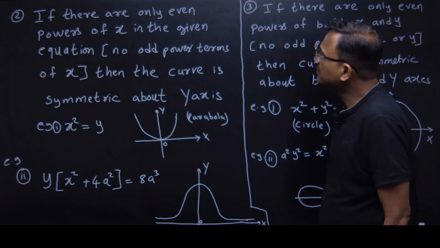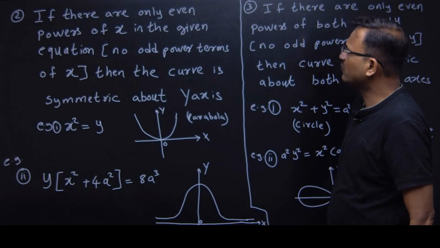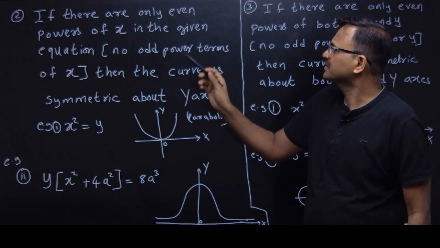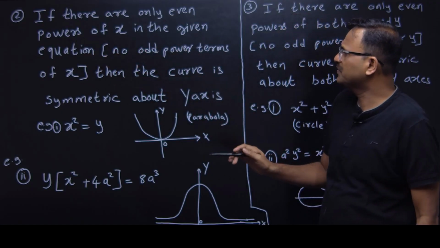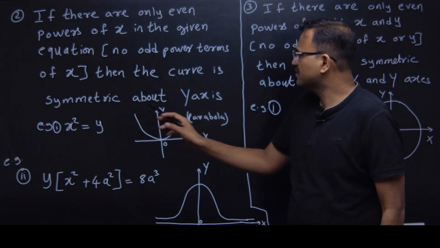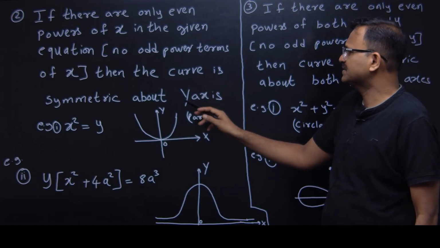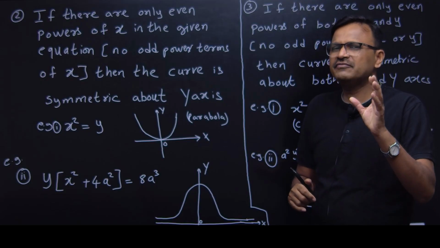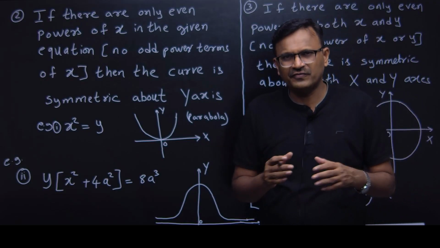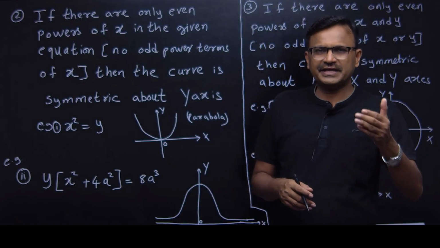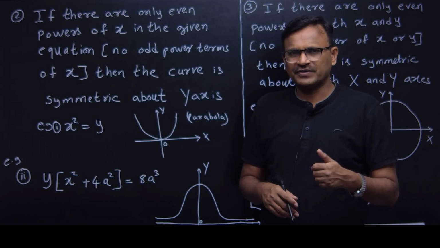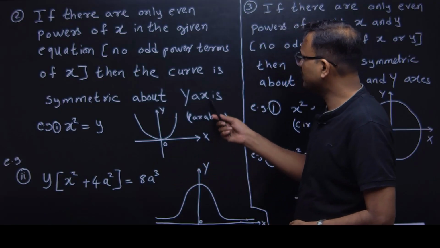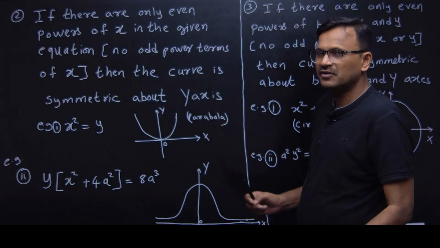Now, for symmetry about the y-axis: if there are only even powers of x in the given equation, then the curve is symmetric about the y-axis. So the symmetry about the y-axis requires that the given equation has only even powers of x. There should be no odd power of x, no term like x raised to 1 or x cube, and no fractional power of x like x raised to half or 1 by 3. If there are only even powers of x in the equation, the curve will be symmetric about the y-axis.